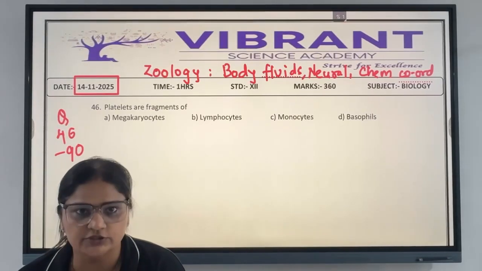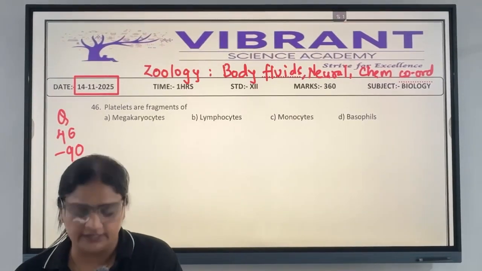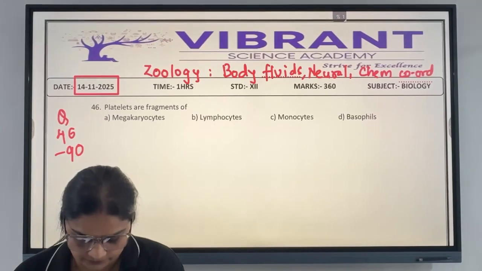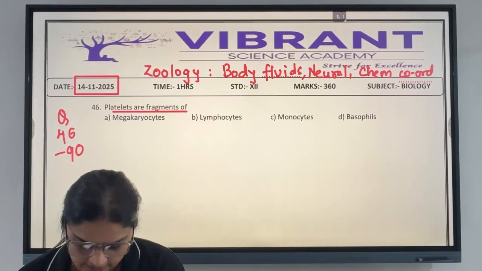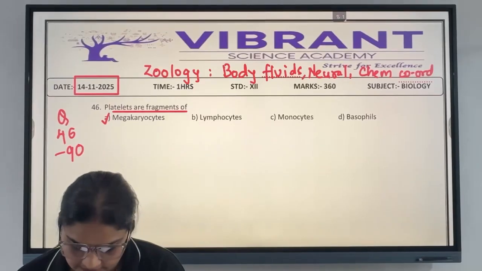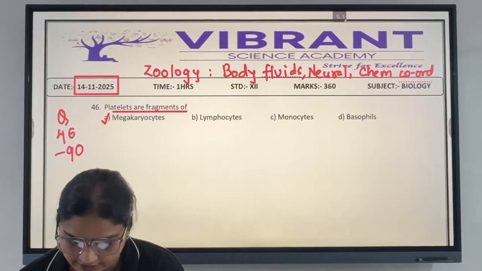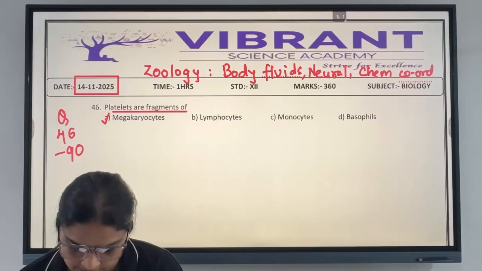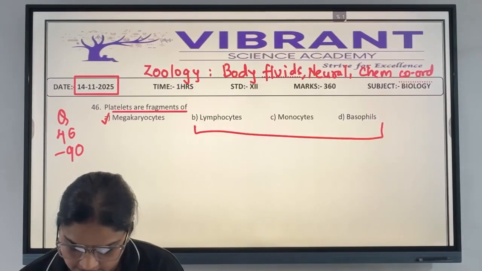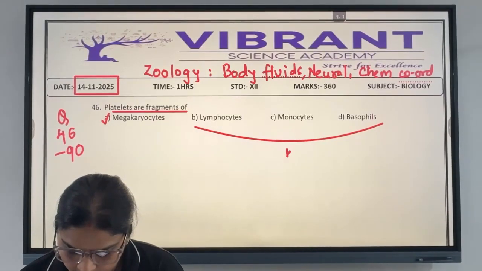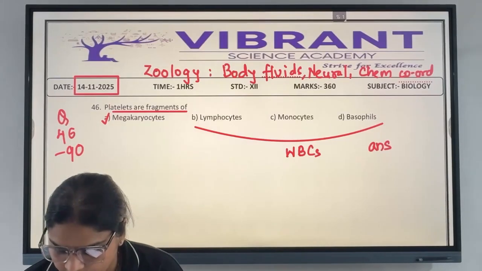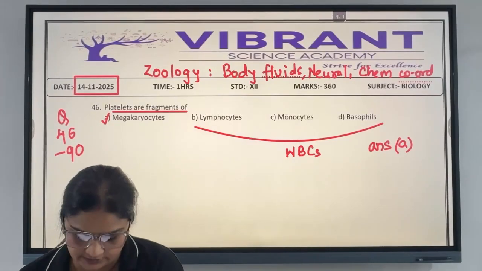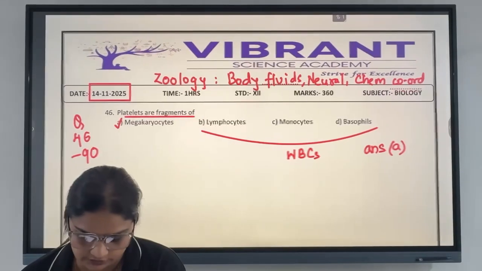The first question here says, the platelets are fragments of which cells? A. Megakaryocyte. The answer is A. But let's see the other options. B. Lymphocyte. C. Monocyte. D. Basophils. All these three cells are WBCs. So the answer is option A, megakaryocytes.